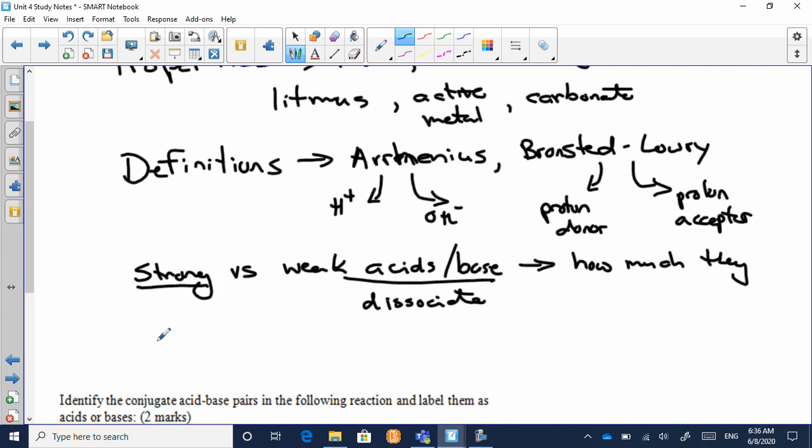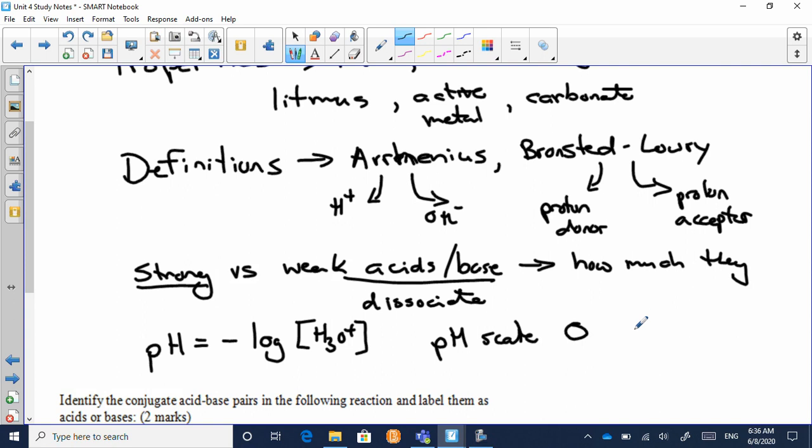And then the last thing we learned was, well, you can calculate something called the pH of a solution, and you take negative log the concentration of the hydronium ion. Basically, I'm going to show you an example in a second. And then we developed a pH scale. And the pH scale goes from 0 through 7 up to 14, where 0 to 7 are acidic, 7 to 14 are basic, and 7 itself is neutral.